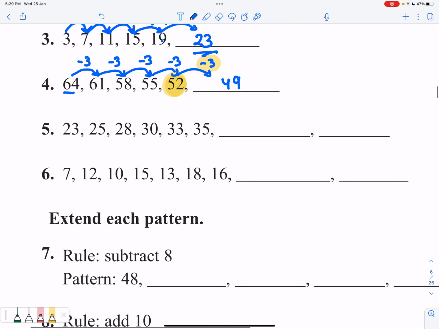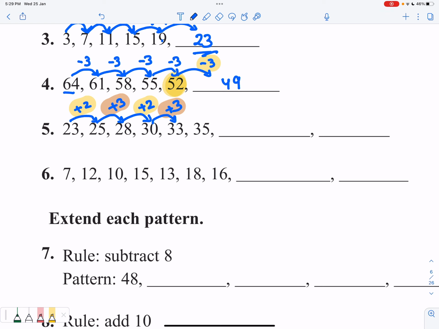Then here we have number 5, 23 to 25. Here we added 2. Then 25 to 28, we added 3. Then from 28 to 30, we added how much? 28 to 30, again 2. Then from 30 to 33, we added 3. Do you see what we have here? We have 2 steps in this pattern. We add 2, then we add 3. So each time we add 2, then 3, then 2, then 3, and so on.